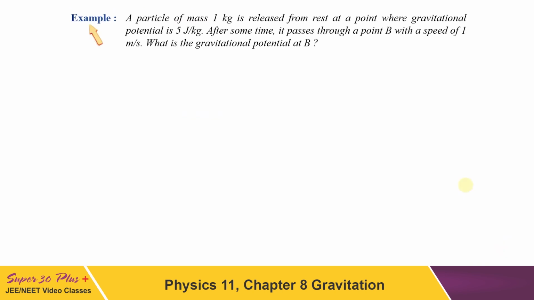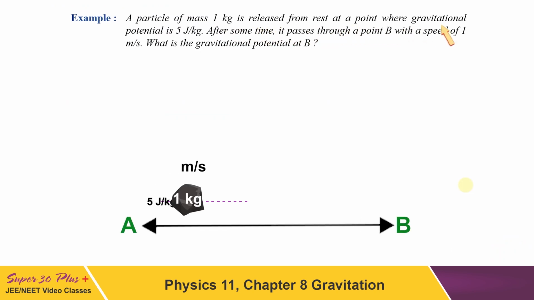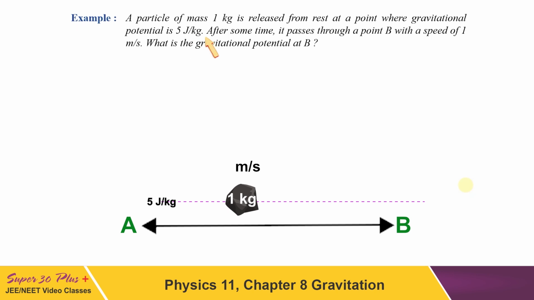Let us see one example. A particle of mass 1 kg is released from rest at a point A where gravitational potential is 5 joule per kg. After some time, it passes through a point B with a speed of 1 meter per second. What is the gravitational potential at B? Let us see how this can be calculated.